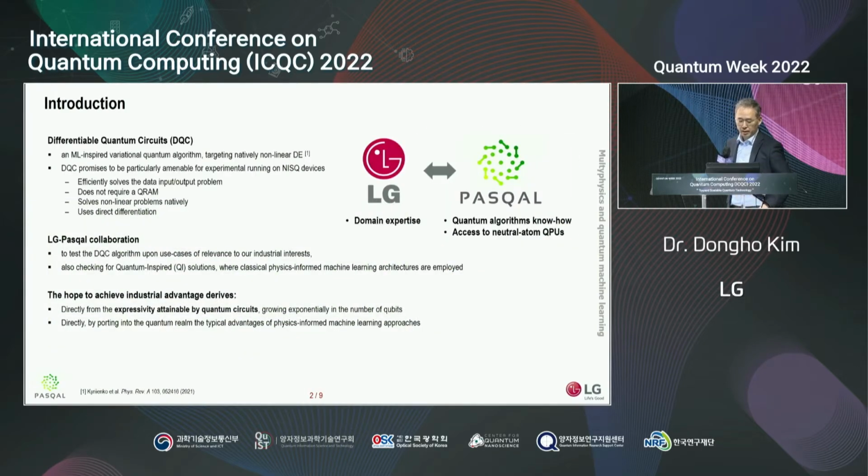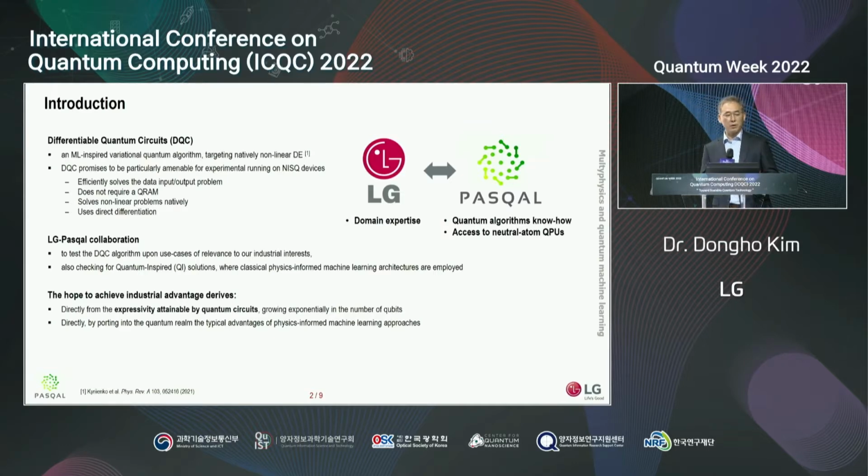Anyway, we are going to have to resolve differential equations. But we searched a lot of companies in the world, and one of them is Pascal. Pascal has a very good differentiable quantum circuit, which has a good characteristic of efficiently solving the data input and output problem. And they don't require QRAM.